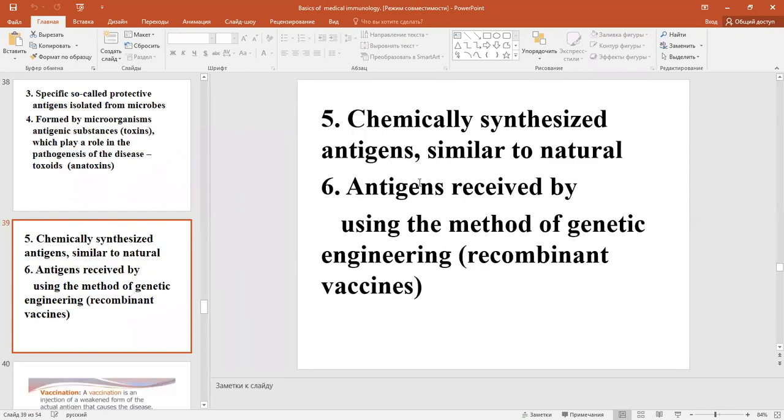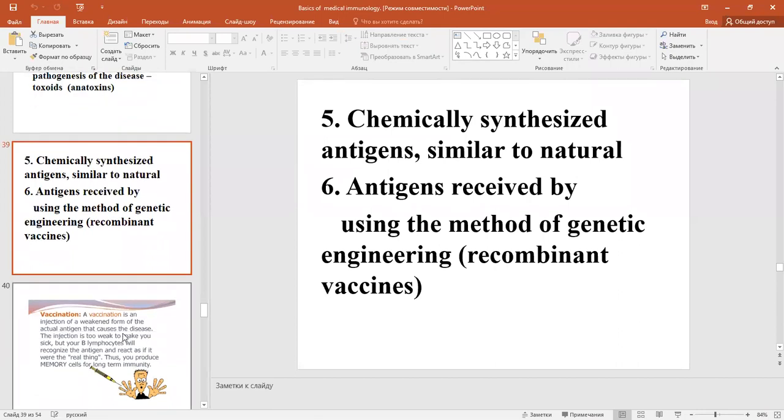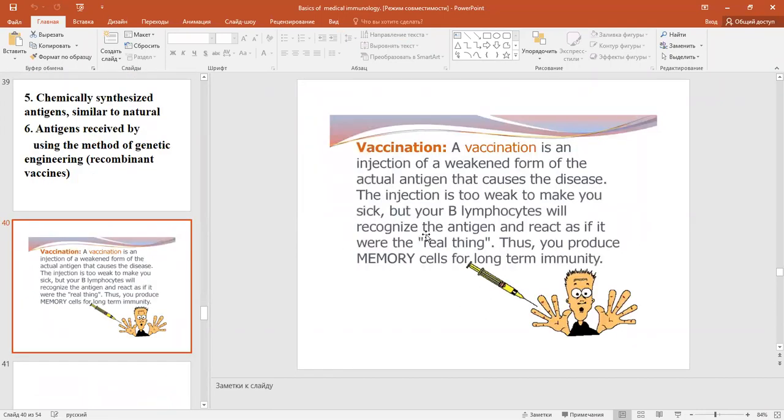And sometimes chemically synthesized antigens are used, not often. It is just an idea, but they are not produced yet. And then antigens received by using methods of genetic engineering, recombinant vaccines, and the vaccine against hepatitis B now is a kind of recombinant vaccine. Then in the laboratory class, I will explain what it means. So vaccination is an injection of a weakened form of an active antigen, and so on. So vaccination is a very useful procedure, okay?